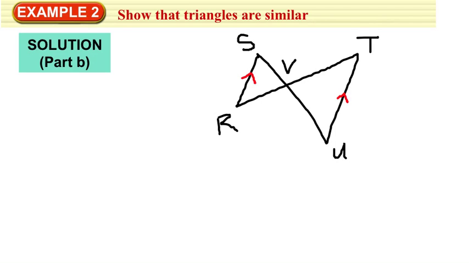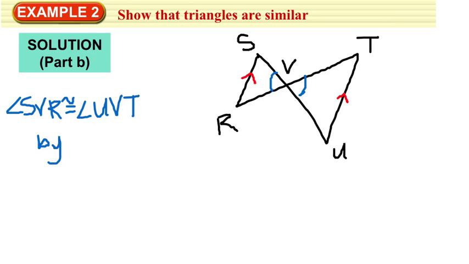The solution to part B is a little less obvious, so a little more fun. The first most obvious pair of angles that would be congruent is angle SVR is congruent to angle UVT because those are vertical angles. So let's just write that one down. We know that angle SVR is congruent to angle UVT, and this reasoning is vertical angles.